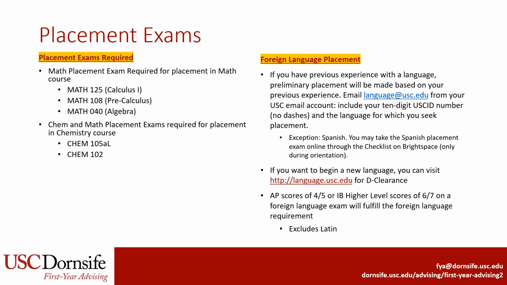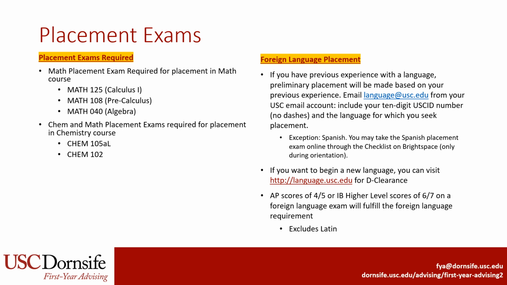Since all majors in the department are required to take math and chemistry, you should take both the math and chemistry placement exams. Even if you have AP Calculus credit, which can advance you to Calculus 2, you should still take the math placement exam. The chemistry department uses both the math and chemistry placement exam scores to determine chemistry placement.